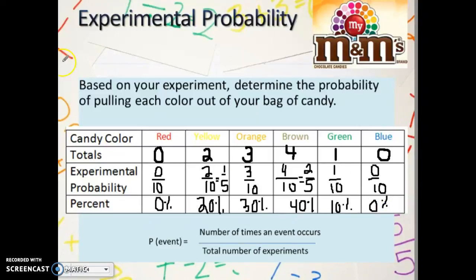Make sure these add up to 100%. 0 plus 20 is 20, plus 30 is 50, plus 40 is 90, plus 10 is 100, plus 0 is 100. So we can say that our probability of pulling a red M&M out of our bag in 10 trials was 0%. Our probability of pulling an orange was 30%. Will this mean everyone's going to have these same answers? No, because there are some red in the bag and there are some blue. It's just the probability for our experiment.